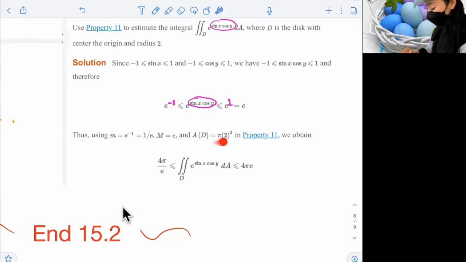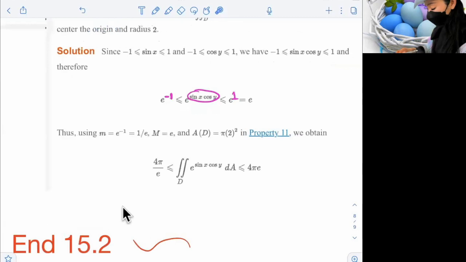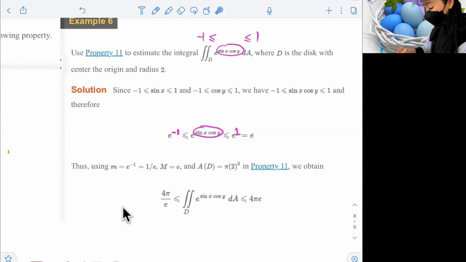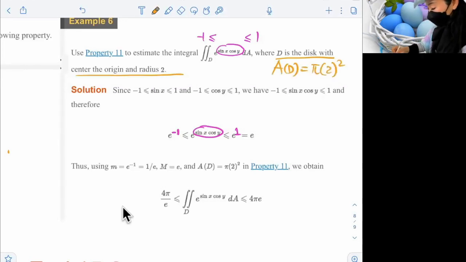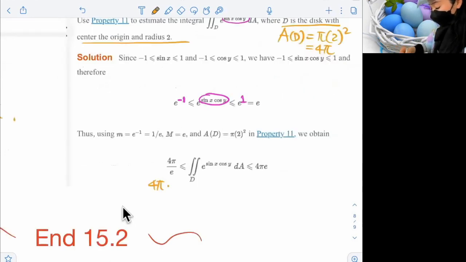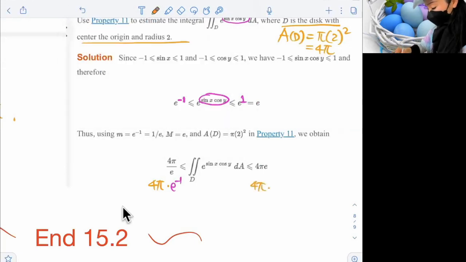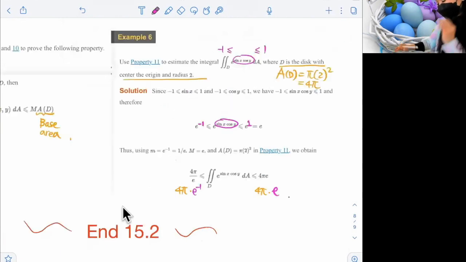How did they get this base area over here? They gave you D is a disk with center at the origin and radius 2. So the area of this disk is going to be pi times 2 squared, which is 4 pi. So you will have 4 pi times e to the -1, and this one here is 4 pi times e. All right, we finished with 10.2.